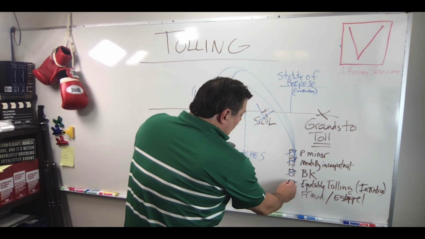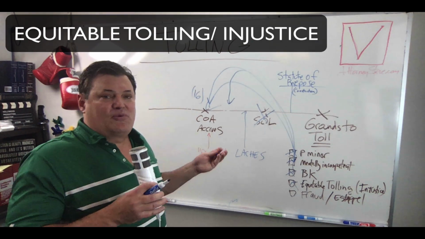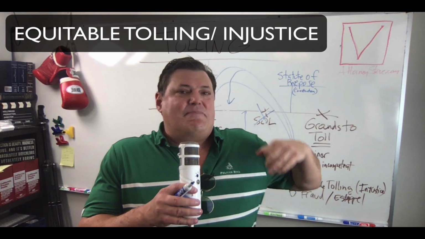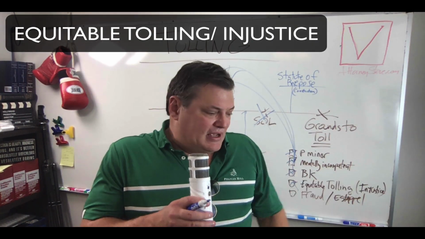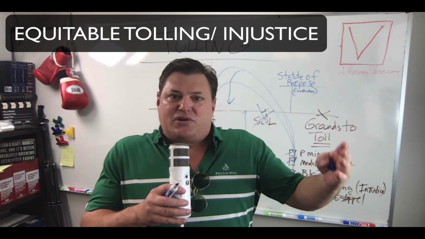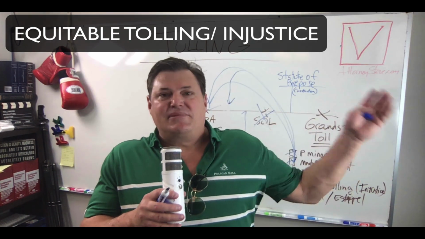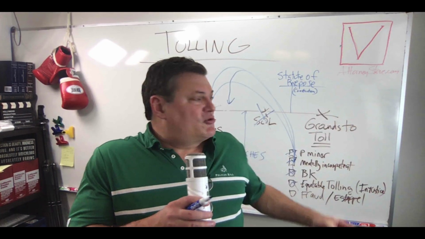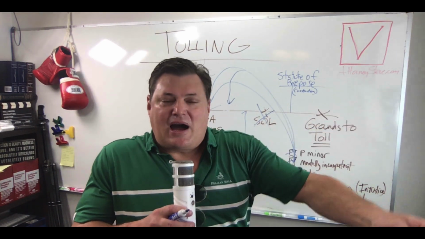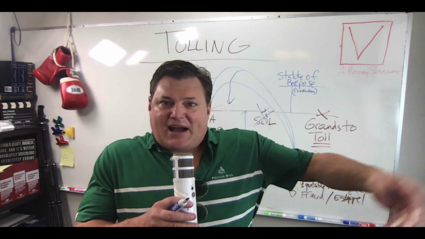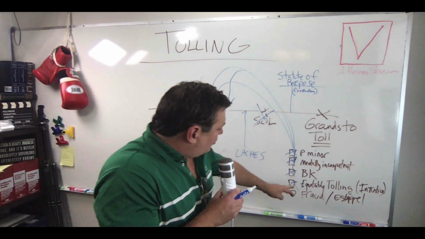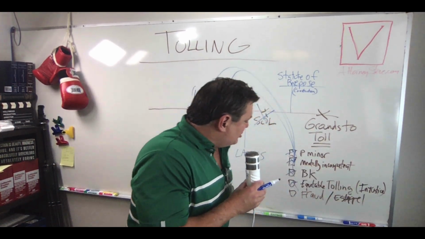And there's equitable tolling. This is probably the one people rely on the most. They make some kind of argument: judge, injustice is going to occur. It's going to be a gross miscarriage of justice if we're not allowed to toll. And here's why. Come up with your facts, lay out your facts. Equitable tolling is to prevent injustice.